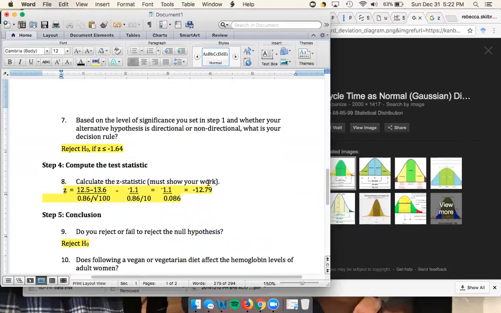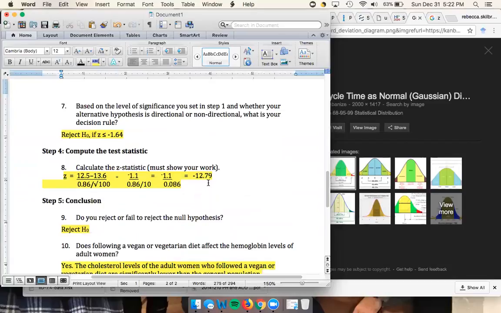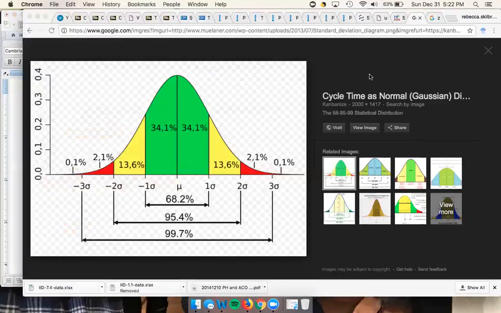So if we're setting up our decision rule, you're going to mathematically represent what level you're going to accept whether or not the vegan diet has decreased cholesterol in these women. So we're going to go by the normal distribution to figure out our z-score. So let me show you that.